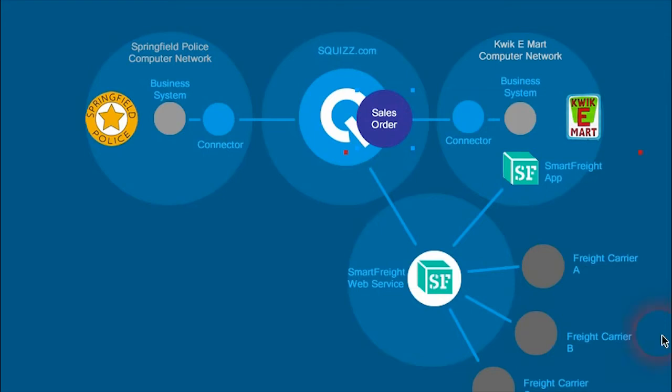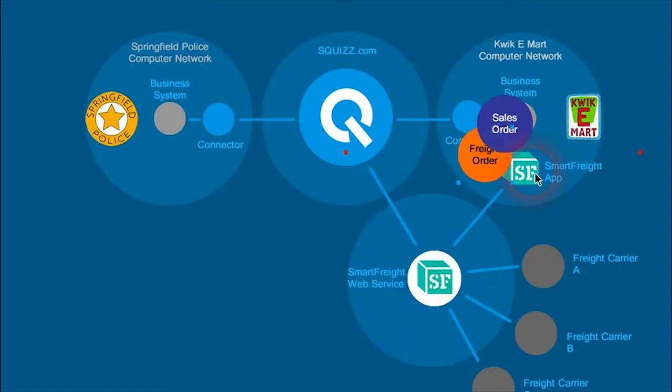When this happens, a freight order is created for the sales order, and then Squiz will send a freight order across into SmartFreight, as well as the sales order going into Quickie-Mart, and then that freight order will get pushed across into the SmartFreight app, which is installed in Quickie-Mart's computer network.